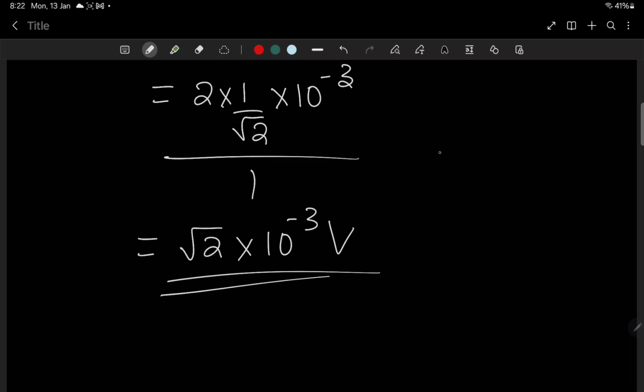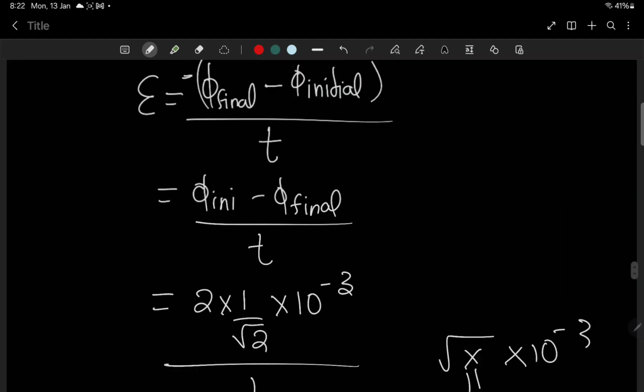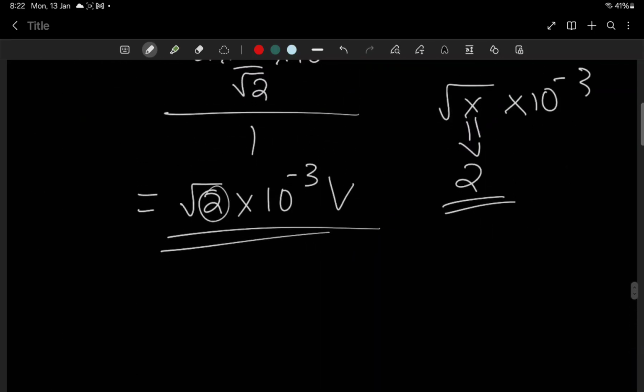They have asked you, root x into 10 raised to minus 3 is given. What is this x? It is 2. This is the answer for this question. Okay. Yes. Simple question but humble question. Now next question.